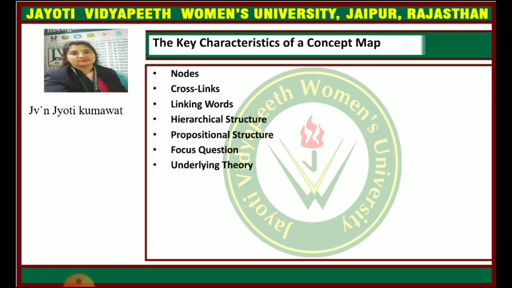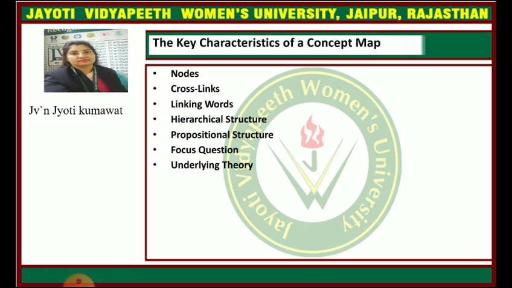Now here are some key characteristics of the concept map. First, the nodes. The nodes are the circles or boxes that are used to represent a concept or an idea, and these nodes may vary in size. Next, the cross links. Concept maps consist of concepts in different domains, and the relationships between these different domains of knowledge are shown with cross links.